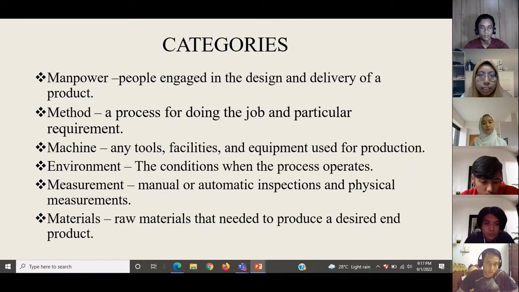Okay, these are the categories in cause and effect diagram. First, manpower. People engaged in the design and delivery of a product. Second, method. A process for doing the job and particular requirements. Third, machine. Any tools, facilities, and equipment used for production. Fourth, environment. The conditions when the process operates. Fifth, measurement, manual or automatic inspection and physical measurement. And lastly, materials, raw materials needed to produce a desired end product.